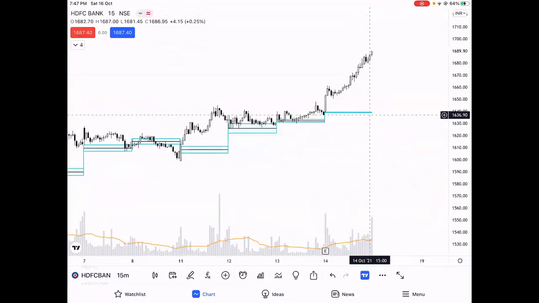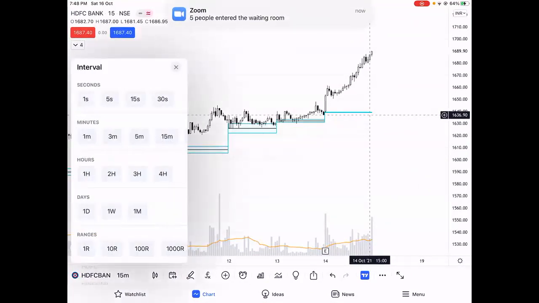Okay, so now we talked about the trend being bullish, right? The structure being trending, right? And the trend being bullish. Now you can see exactly what happened here, correct? Just a minute.